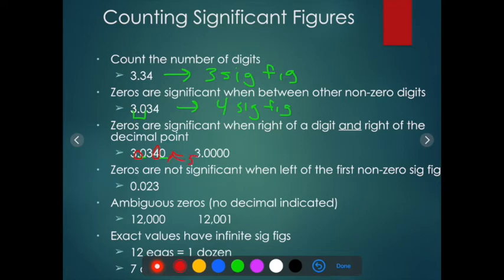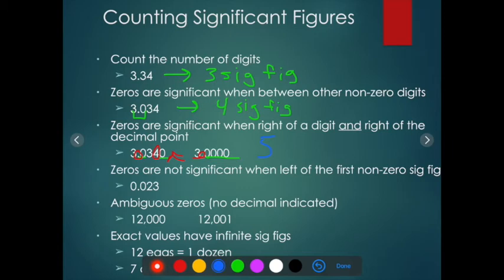Okay, on this next one, the zeros are to the right of our decimal, right? There's the decimal. To the right of the decimal and to the right of a non-zero digit. So all 4 of those are significant. So we have 5 again. So 5 total significant figures for both of those numbers. So again, always to the right of the decimal, to the right of a non-zero digit.